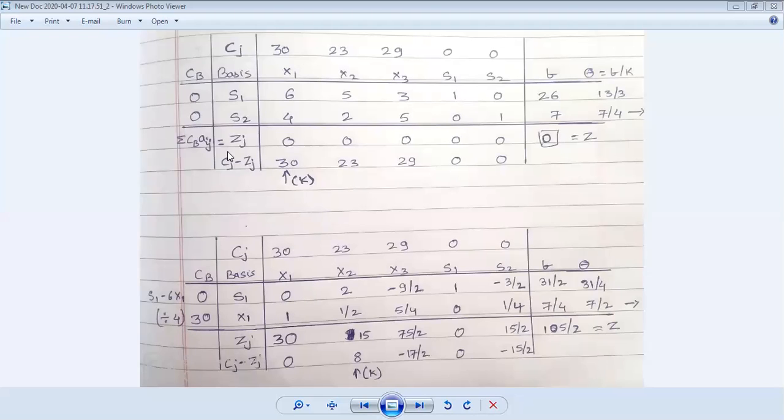You can see that s2 is replaced by x1. So x1 is the entering variable and s2 is the outgoing variable, so x1 is replacing s2. Now you just want to make this element 1, so you divide the entire row by 4. So 4 by 4 is 1, 2 by 4 is 1 by 2, 5 by 4, 0, and 1 by 4, 7 by 4, 7 is divided by 4. So this element of theta will be brought into 7 by 4. Am I clear with this?